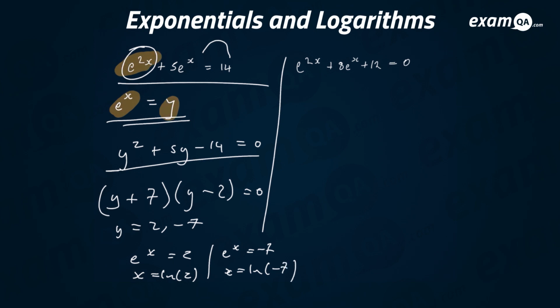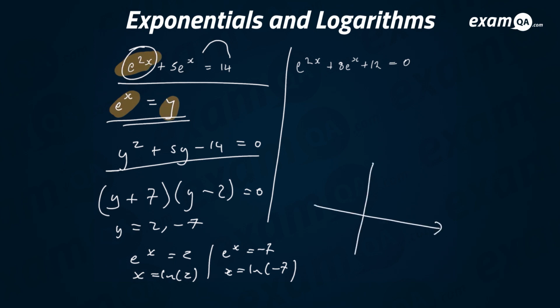minus 7. But as you should know, you can't have ln of a negative number. If you don't know that, please memorize that. You can't have ln of a negative number. This is because e to the power of x looks like this, and ln of x looks like this.